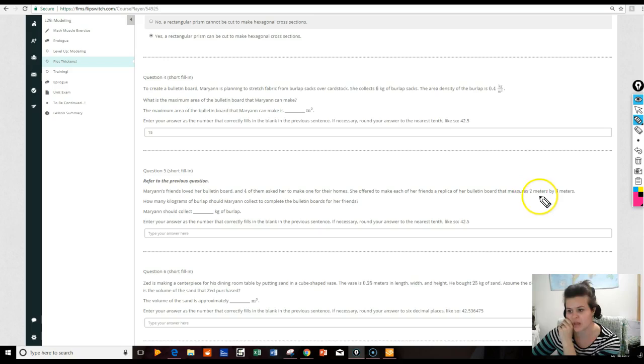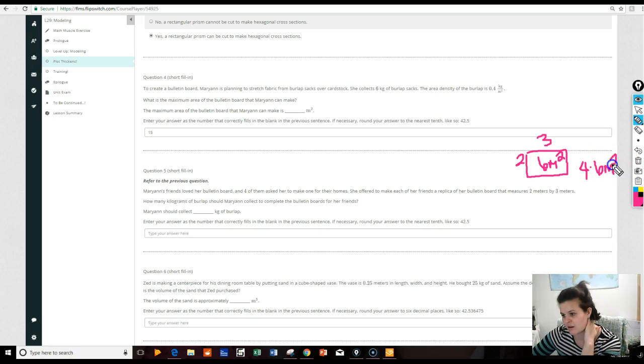Okay, so it measures 2 by 3. So the total area of this would be 6 meters squared. So for one board, she needs 6 meters squared of burlap. So they need 4 of them, so I'm going to take 4 times my area, which is 6 meters squared. So the total area she needs is going to equal 24 meters squared.